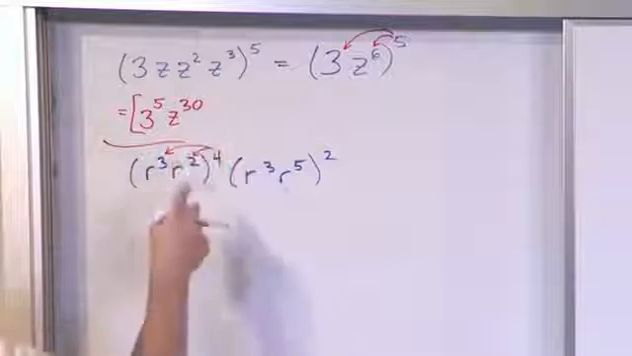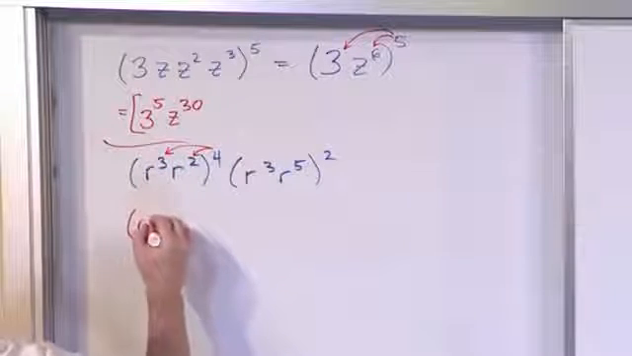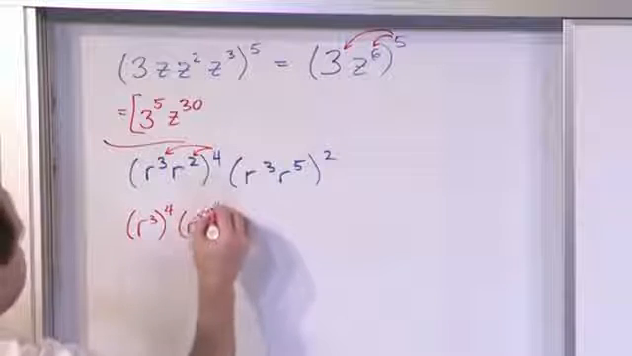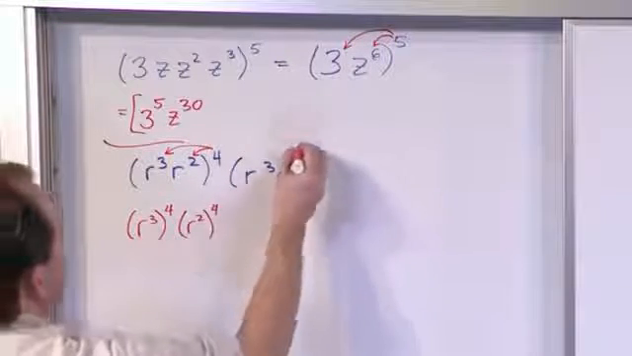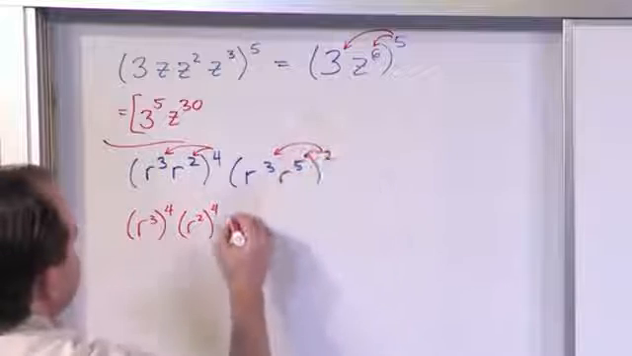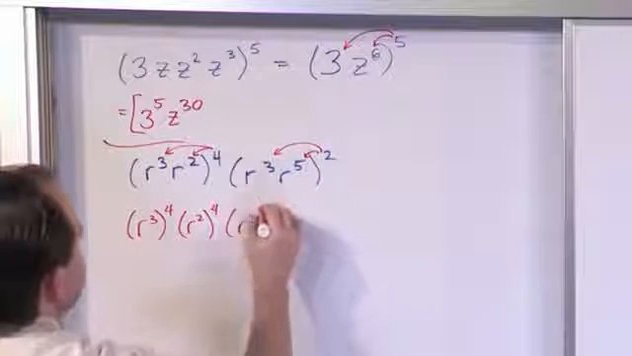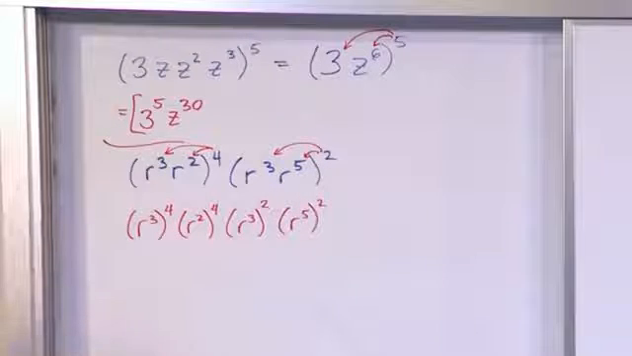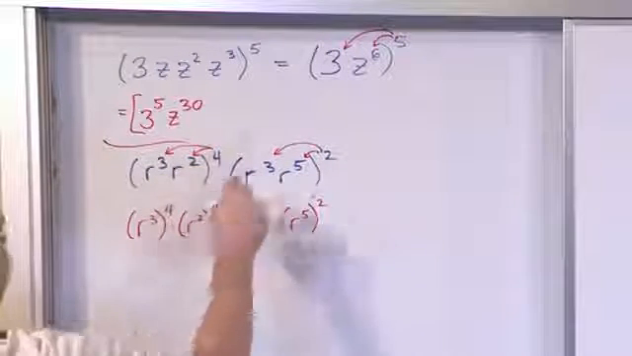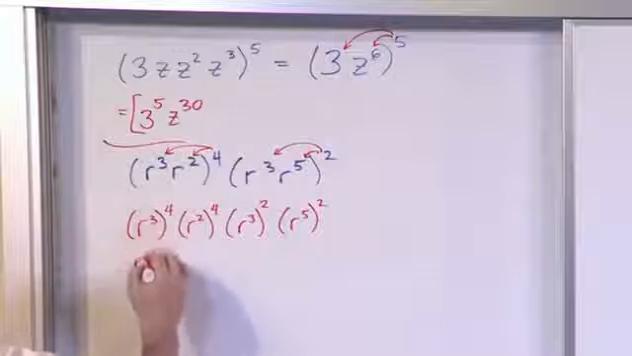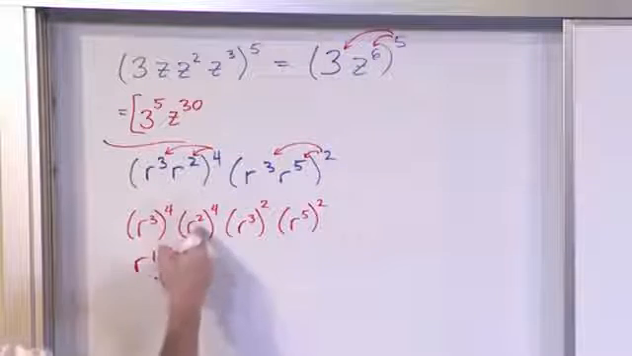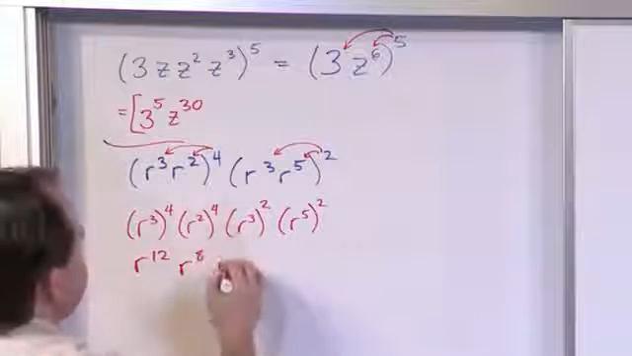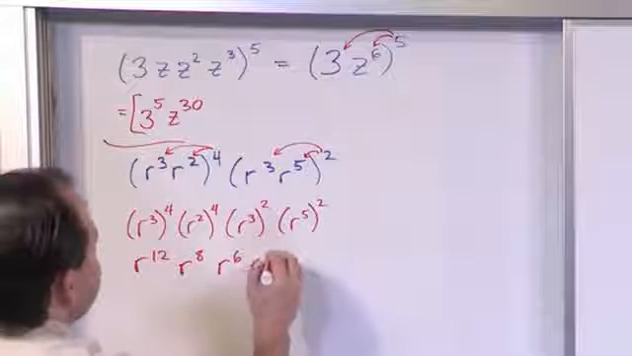So what I'll have here is r cubed raised to the 4th power, r squared raised to the 4th power, and here, when I apply the 2, I'm going to have r cubed raised to the 2nd power, r to the 5th power raised to the 2nd power. So basically you apply the exponent to everything. Here we have r to the 12th because 3 times 4 is 12. Here we have r to the 8th because 2 times 4 is 8. Here we have r to the 6th, and here we have r to the 10th.